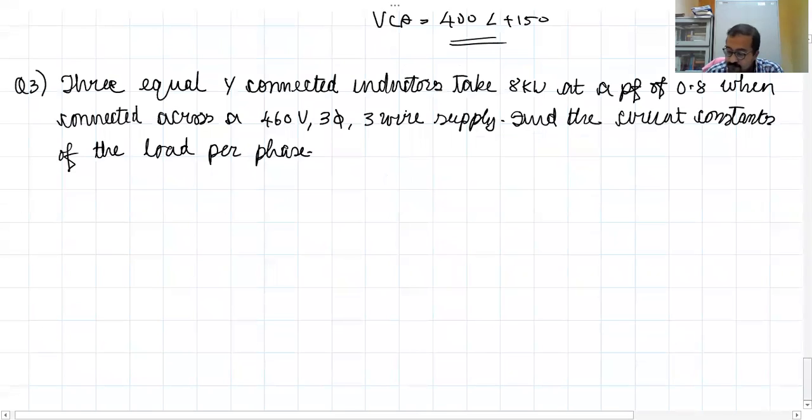Three equal Y connected inductors. So the inductors, or rather the impedances, are Y connected.